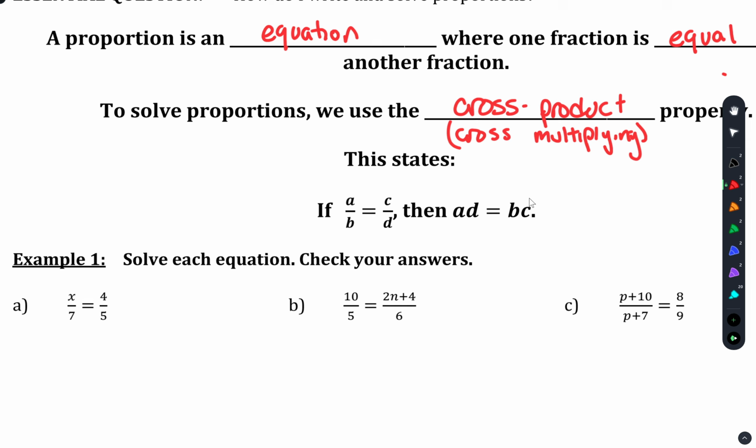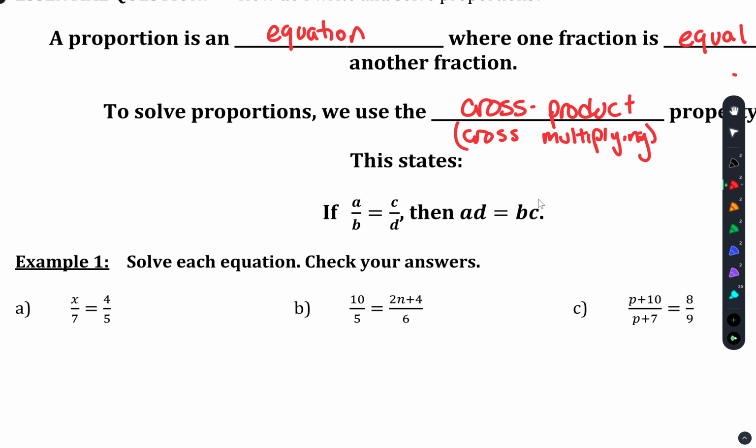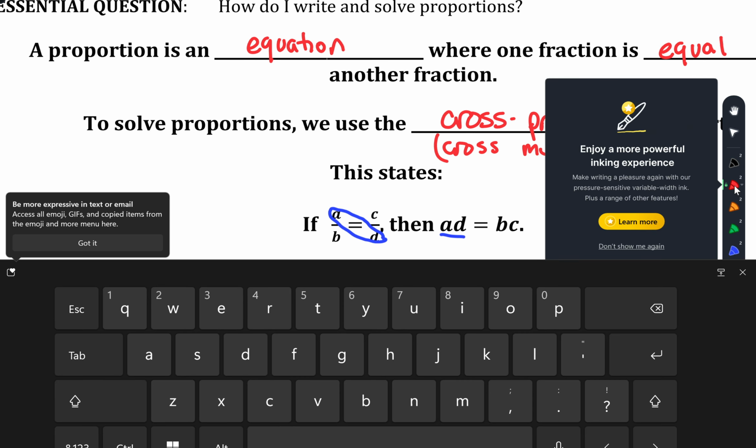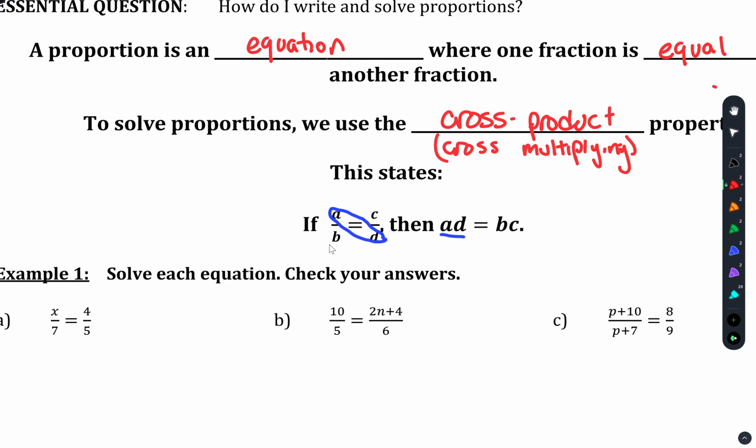Our proportions are going to take this form where we have one fraction equals another fraction. So I have A over B equals C over D. Then we cross multiply, and this is going to happen in an X-shaped pattern where I multiply A times D to get AD, and I can multiply B times C to get BC.